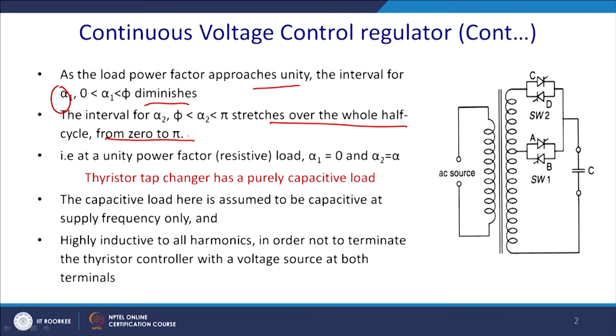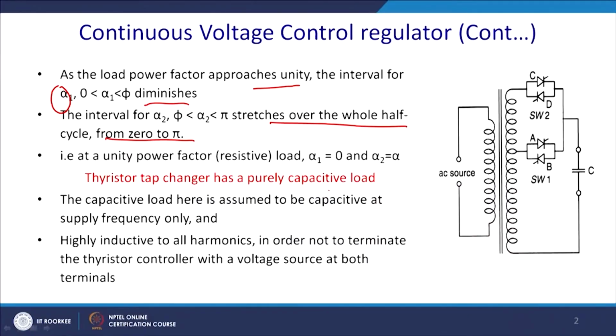That means what happens at unity power factor, for the resistive load: alpha 1 should be equal to 0 and alpha 2 will be equal to alpha. So, that is how the inductive load goes to the resistive load.